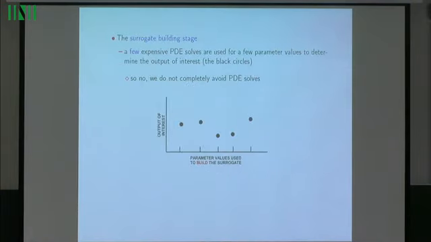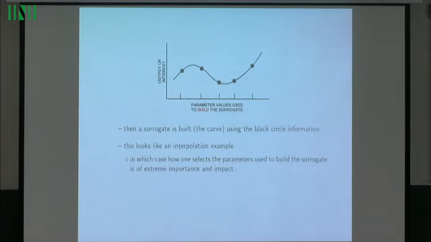So there's a surrogate building stage, always. A few expensive PDE solves are used for a few parameter values to determine the output of interest. So we select some parameter values. That's Army A doing that for us, selecting good parameter values. And then we evaluate our output of interest G at these parameter values. And then we connect the dots. And that's our surrogate. So this looks like an interpolant because it goes through the dots.